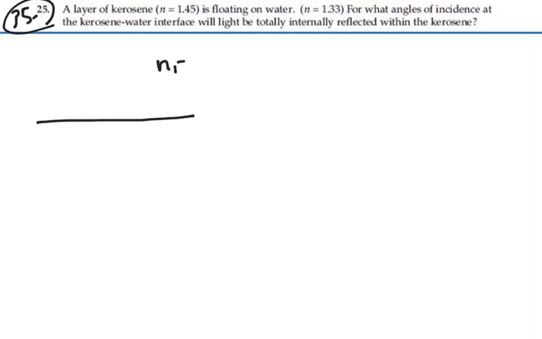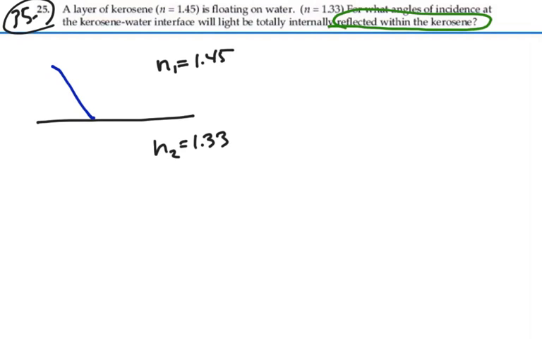So we have a kerosene-water interface. Let's say N1 is our kerosene, 1.45, and N2 is our water, 1.33. And like they said, it's going to be reflected within the kerosene. It has to be, because in order to have total internal reflection, we have to go from a higher index to a lower index. So we must start within the kerosene as far as our light is concerned. So we're going to come in at some incident angle.